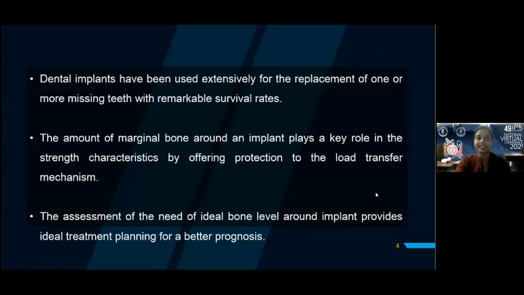As we all know, dental implants have been used extensively for the replacement of one or more missing teeth with remarkable survival rates. And the amount of marginal bone loss at an implant plays a key role in the strength characteristics by offering protection to the load transfer mechanism.